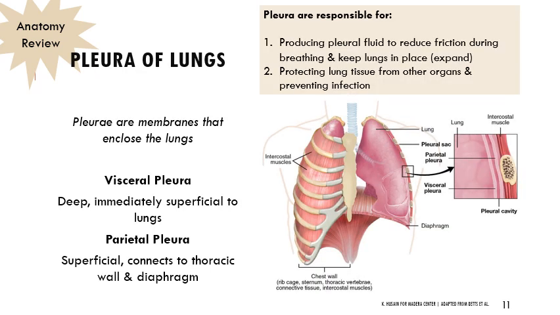Another thing to note is that the lungs are surrounded by membranes called the pleurae. There's the visceral pleura, which are immediately superficial to the lungs. Remember, visceral indicates that it's something to do with organs, so these are the membranes directly surrounding the lungs. The parietal pleurae are more superficial. They connect to the thoracic wall and the diaphragm. One thing to pay attention to is the pleural cavity, the gap between the parietal pleura and the visceral pleura, because it is going to come into play when we're talking about different types of pressure.